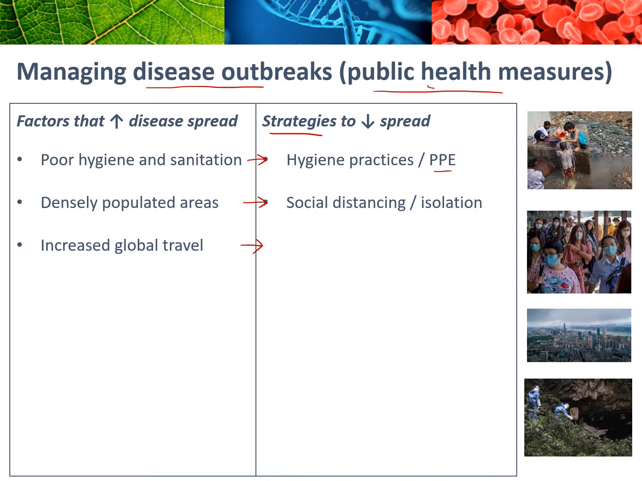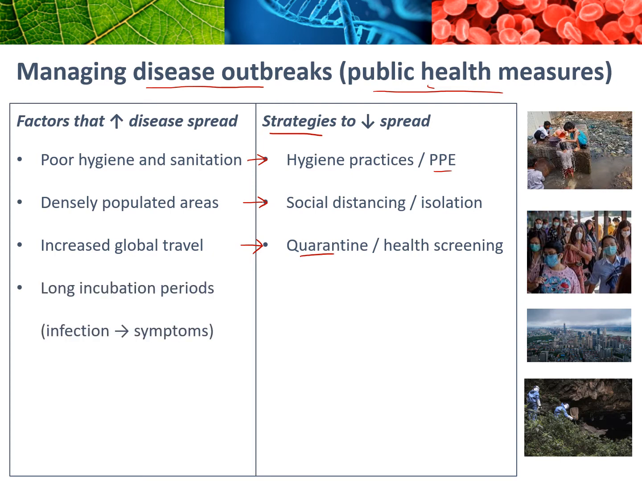Increased global travel. Obviously, that's only something that's really happened in the last 50 years or so, and that poses a huge risk to things spreading. So that's where things like quarantine or health screening come into play to try and prevent these things from spreading.